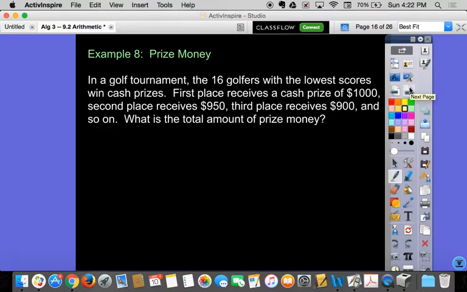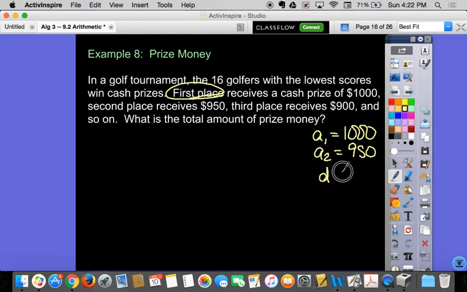We're moving into word problems at this point. It's the same basic concept though. When you read through it, you've got this golf tournament. There's 16 golfers, with the lowest scores winning cash prizes. The first place ace of one receives $1,000. Second place, $950. Now I could write them all, but that's good enough right there.